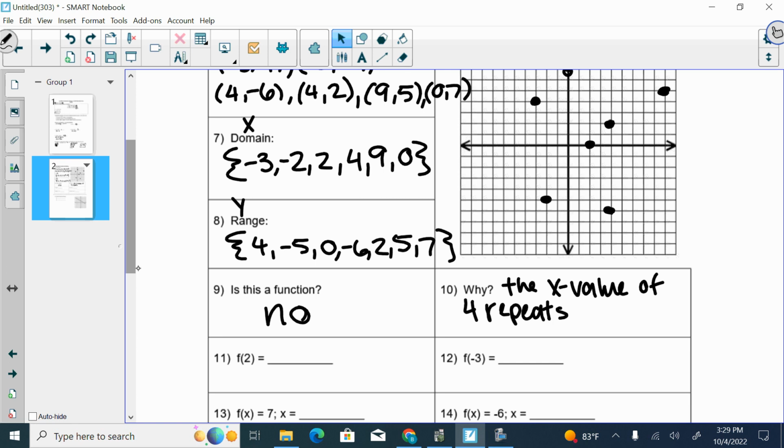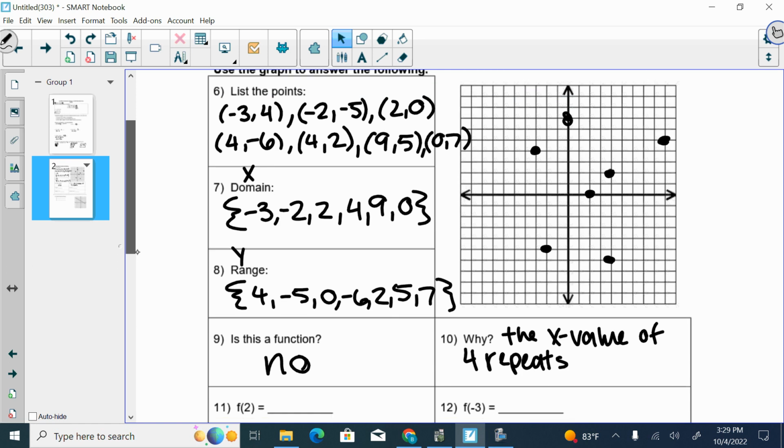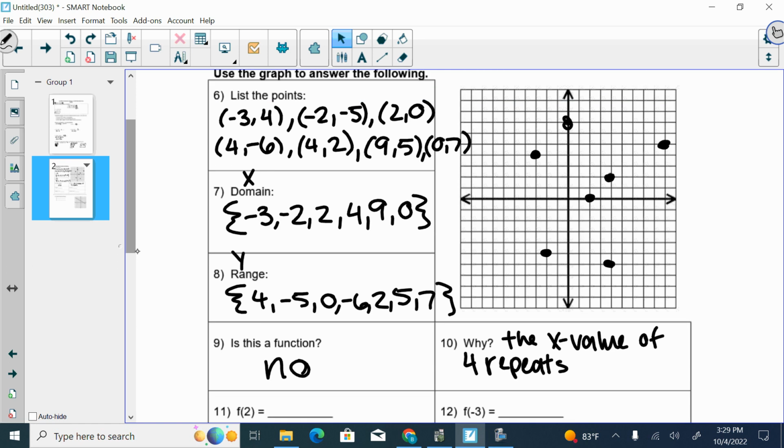Okay. Then they ask in this same function, what is f of 2? Okay, so they replace the letter what with 2? What's normally inside that parenthesis? X. So they replace the x with 2. They're asking when x was 2, what was y? So look through our coordinate points. Which one has an x value of 2? 2, 0. So when x was 2, y was 0.